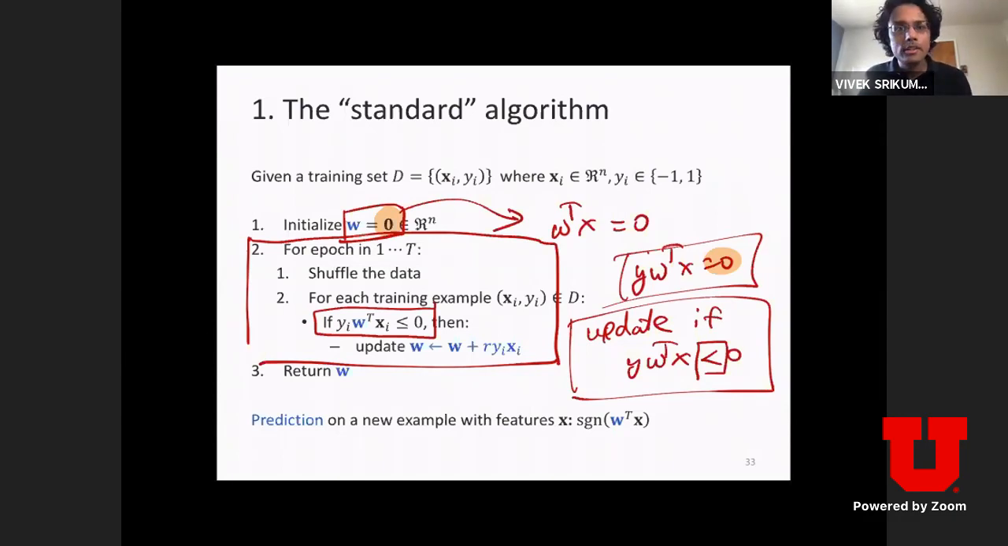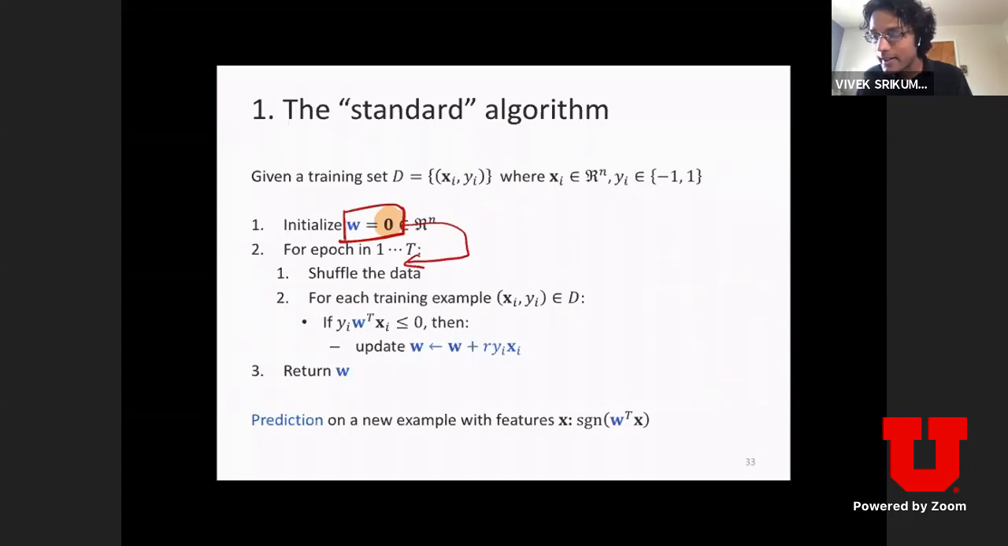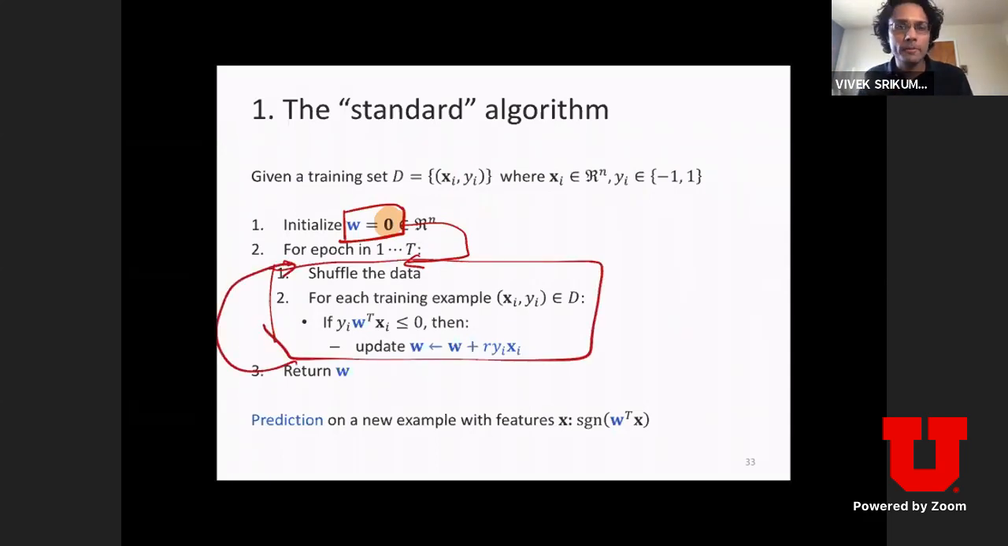The reason you don't initialize your weights to zero at the start of every epoch is because if you did that, then you're basically forcing the algorithm to forget everything that it learned in the previous epoch, because once you go back here, you're resetting the weights to zero. So you don't want that to happen. So this is the standard perceptron algorithm.